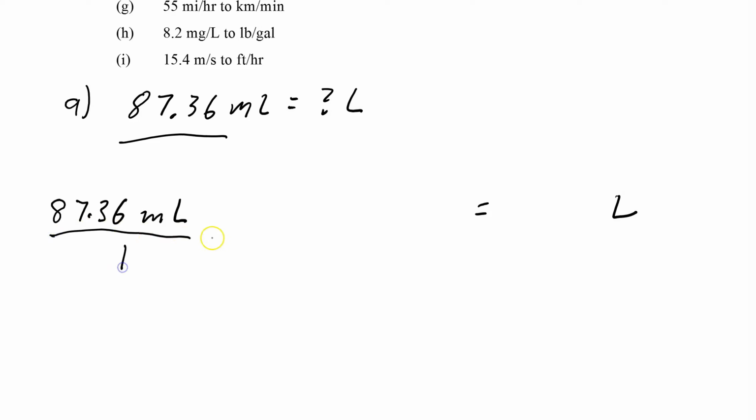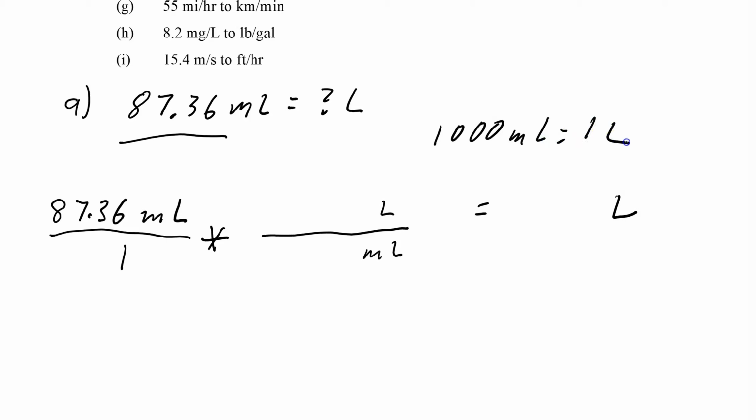And now we need one or more conversion factors, and our conversion factor here is going to require that we have milliliters in the denominator and liters ideally in the numerator. We do have a conversion factor between milliliters and liters. 1,000 milliliters equals 1 liter. So since we want milliliters downstairs, we put the 1,000 downstairs with milliliters. 1 goes upstairs. My units of milliliters cancel. And now I'm simply going to divide our 87.36 milliliters by 1,000.